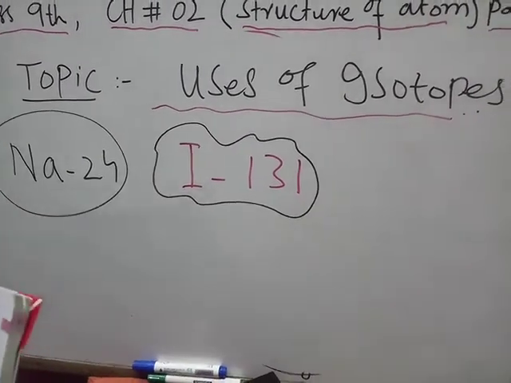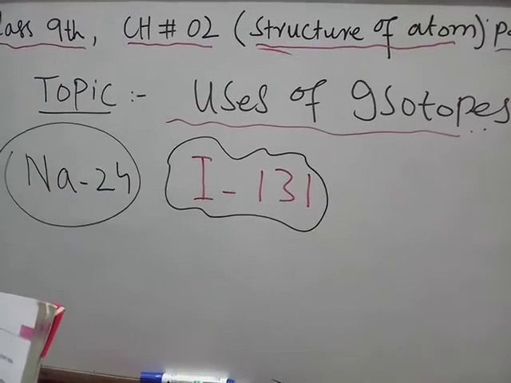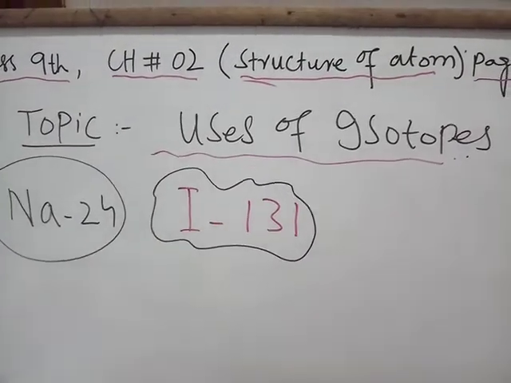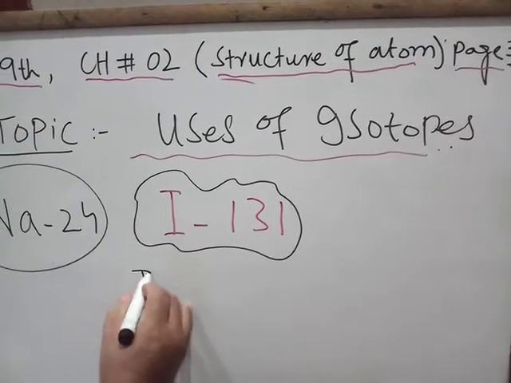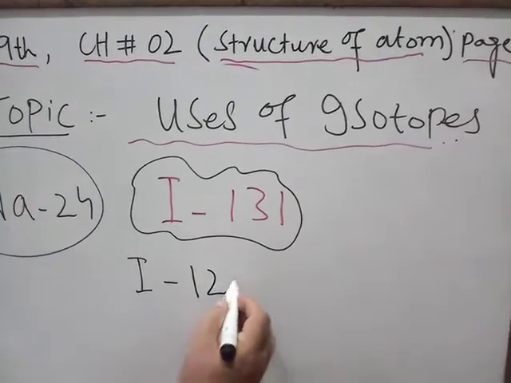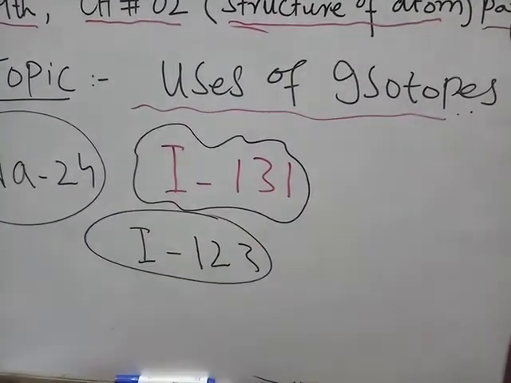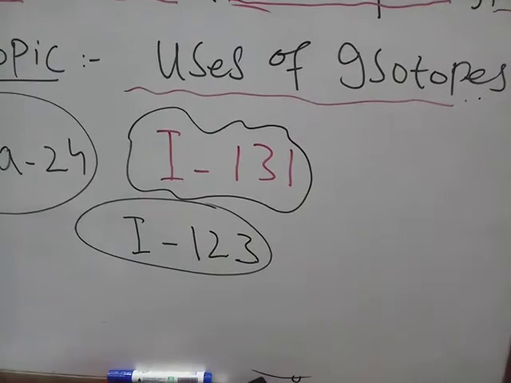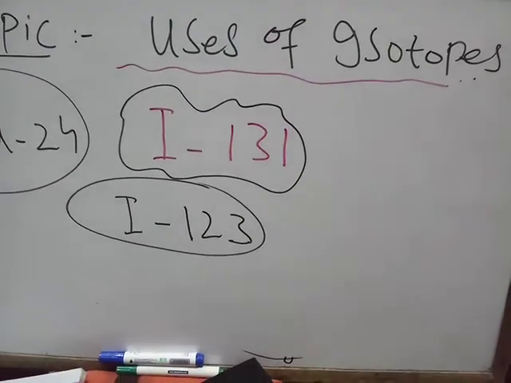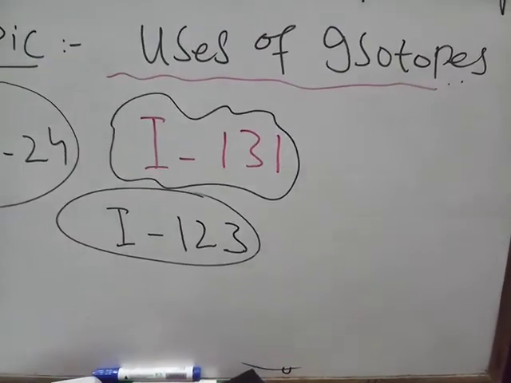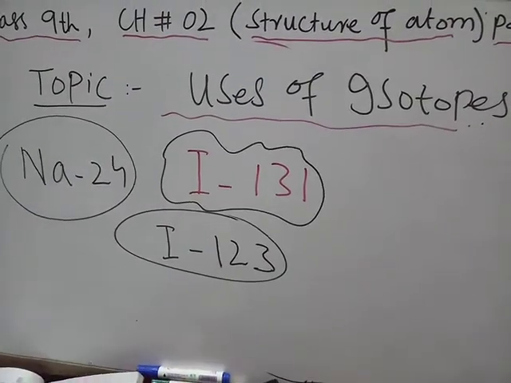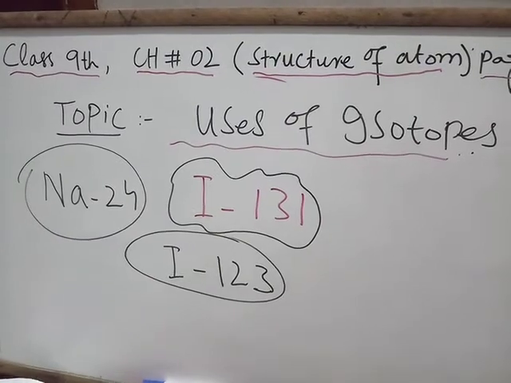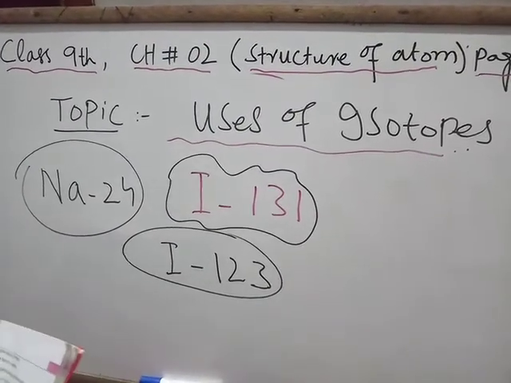So the third use of isotope is iodine, another isotope of iodine, which is I-123. This is used to image the brain. If there is any tumor or any infection in the brain or any injury in the brain, this is used to take the image of the brain for medical purposes.